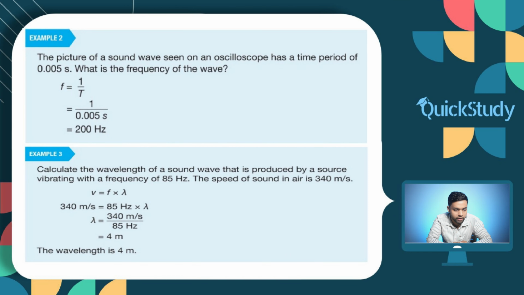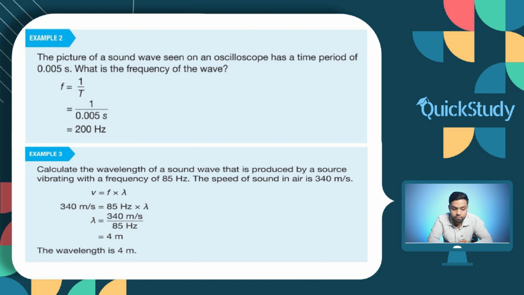We have already learned about some formulas for waves. So let's see how those formulas are used regarding sound waves. In example 2, the picture of a sound wave seen on an oscilloscope has a time period of 0.005 seconds. What is the frequency of the wave? We know frequency is equal to 1 divided by the time period. So the answer would be 1 divided by 0.005 seconds, which comes out as 200 Hertz.